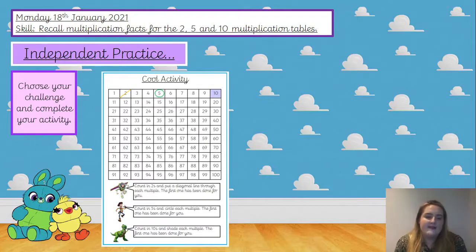So we can see there, Buzz says count in 2s and put a diagonal line through each multiple. So we would have a diagonal line through 2, and then the next one would be 4, and the next one would be 6, and so on. Okay, and then Woody says count in 5s and circle each multiple. So this time you're circling all of the ones that you've said when you're counting in 5s. And Rex has said count in 10s and shade each multiple. Now some of them you might have shaded and a circle, or shaded and a diagonal line, or even some of them you'll have shaded, circle and a diagonal line. Okay, so there's going to be lots of thinking with this activity.